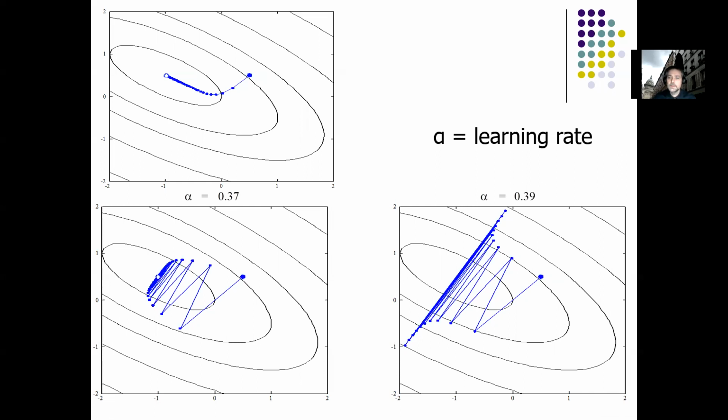A small increase to the value of the learning rate to 0.39 completely causes a huge problem. This kind of algorithm will diverge. It's not going to be able to converge to a good solution. It oscillates and will fail to learn the data, basically. Okay.